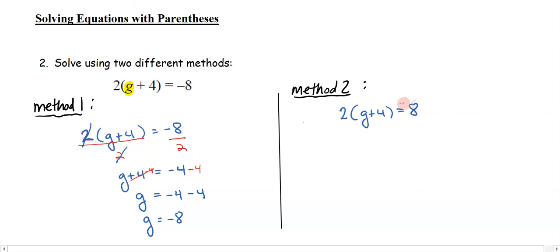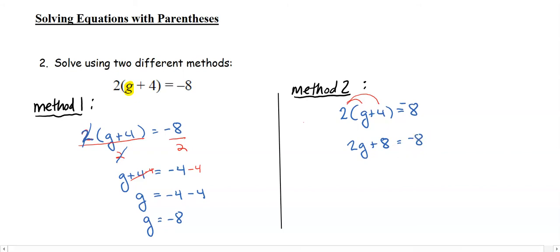Now, there's one other way we can do it when we have parentheses, and we're going to call this method 2. Okay, the other way we can do it is before we start isolating the variable, we can eliminate the brackets. So we can simplify the left side of the expression. So we eliminate brackets with our distributive law. So if I multiply the 2 in, I do that first.